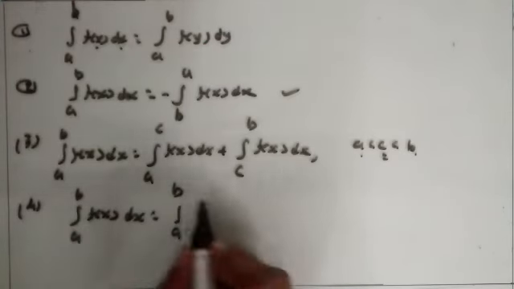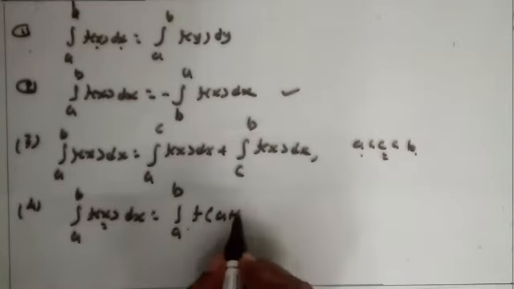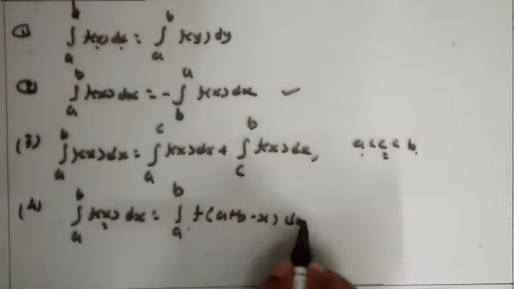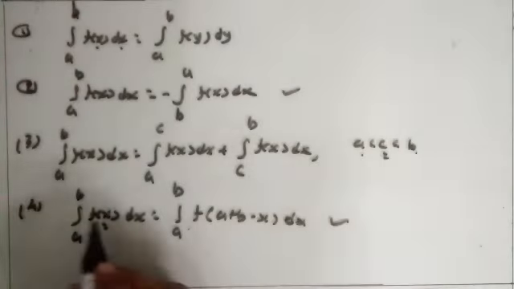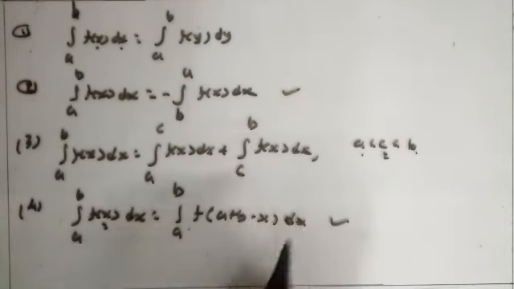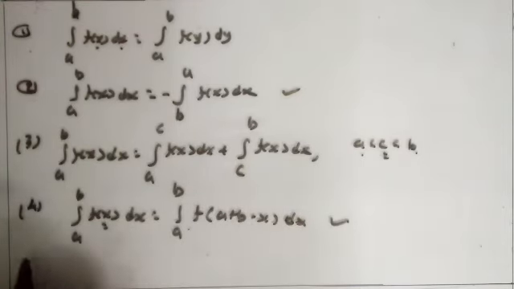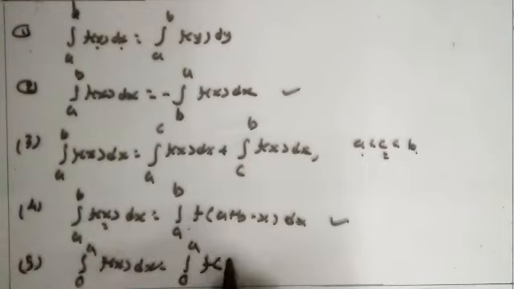Now fourth property, a to b f(x) dx is equal to integration a to b f of, replace x by a plus b minus x, f(a plus b minus x) dx. So remember this important property. Same, number 5, 0 to a f(x) dx is equal to 0 to a f(a minus x) dx. Clear?